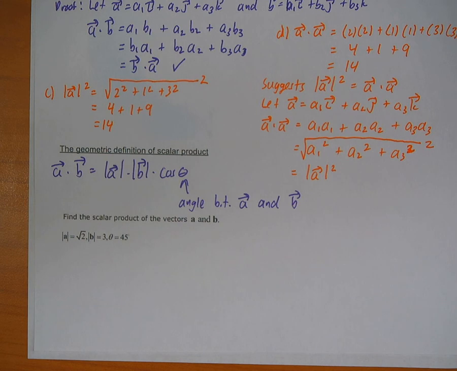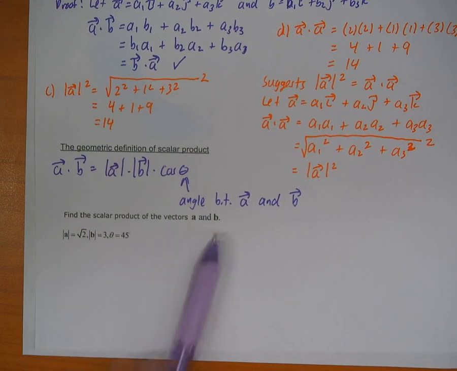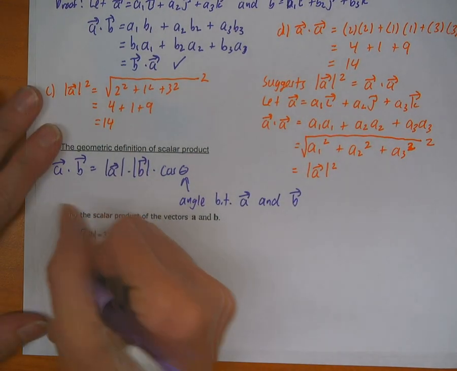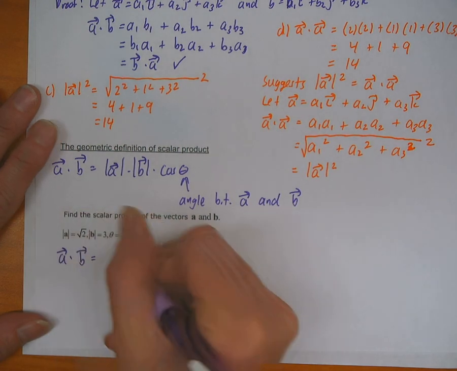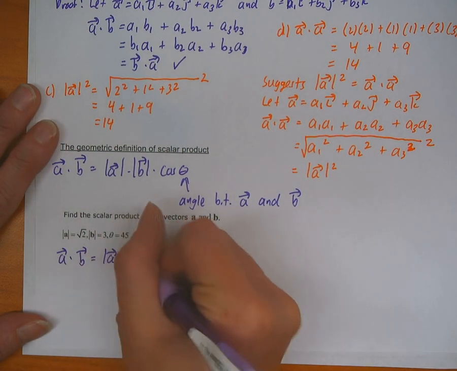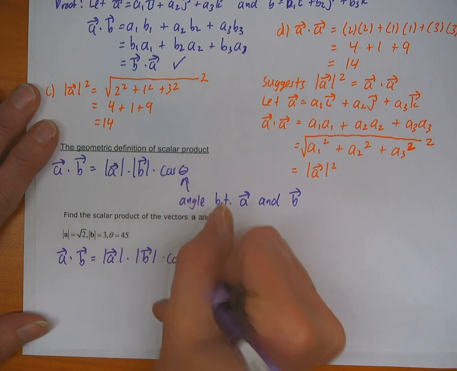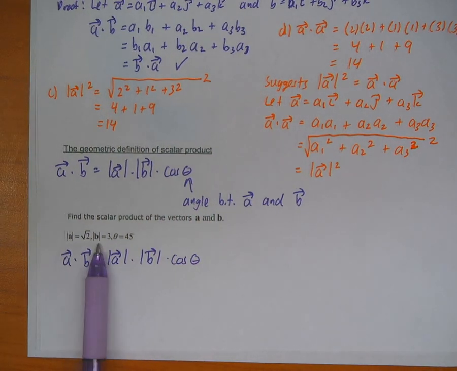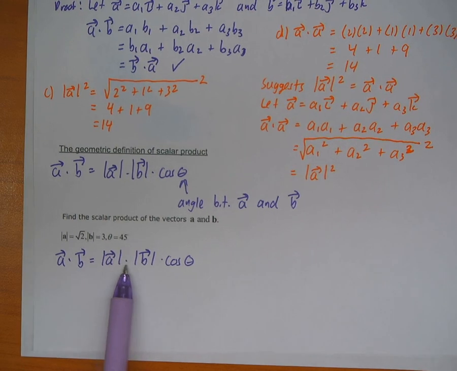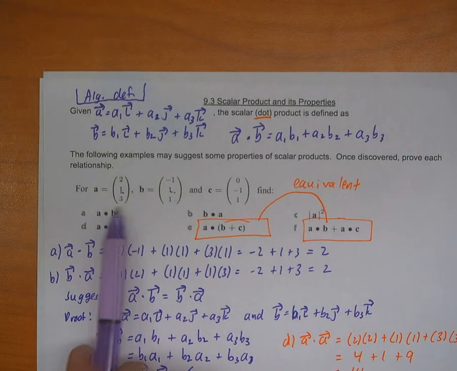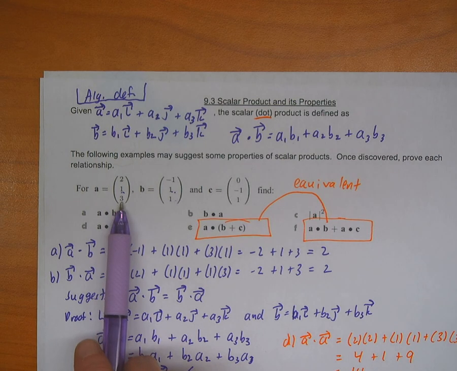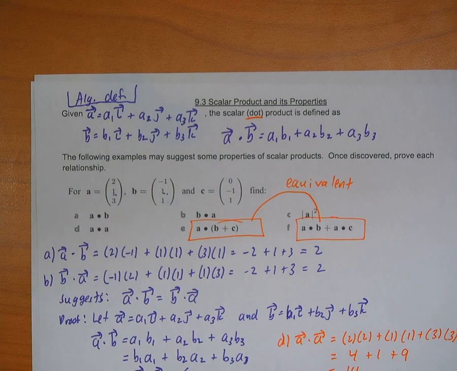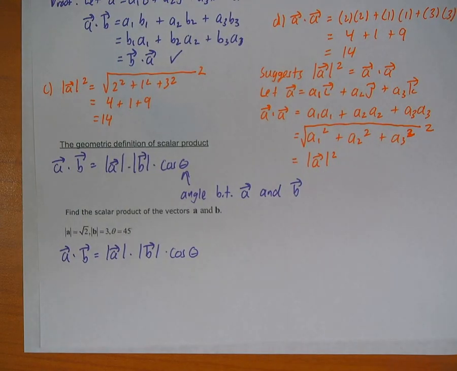Let's use the second definition now, the geometric one, in order to find the scalar product of vectors A and B. Now, how do you know which definition? It depends on what they tell you. If they give you the magnitudes and an angle, you use the geometric definition. If they give it to you in the vertical matrix form, basically any component form, then you're going to use the algebraic definition. Sometimes you'll even use both on the same problem, and we'll get to that.